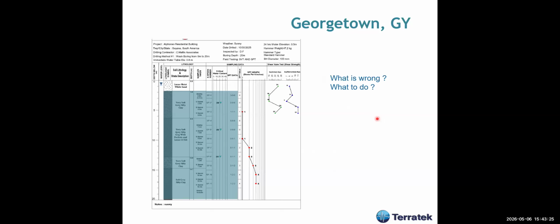Georgetown, Guyana. Guyana has, as you see here, very soft clays. Okay, it's a local company that did this borehole. They did a lot of tests, etc. And here's the SPT. What happened here is that they stopped the SPT at a very low value. The SPT was stopped when it reached 4, which is absolutely not acceptable.